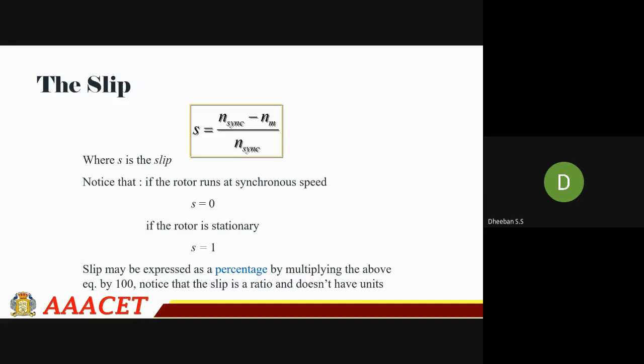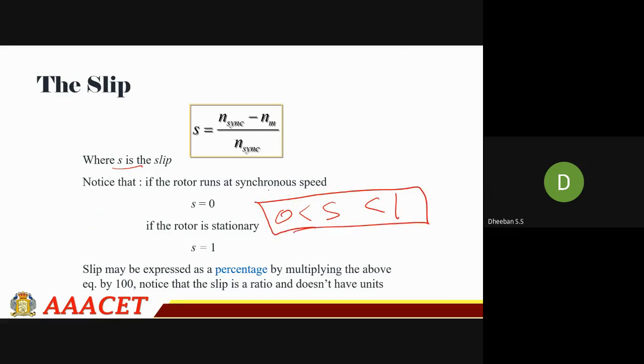Next is the slip value. How can we find it? The slip value can be found by this formula: S is equal to (N sync minus Nm) by N sync. So S is your slip value. This S value will vary from 0 to 1.